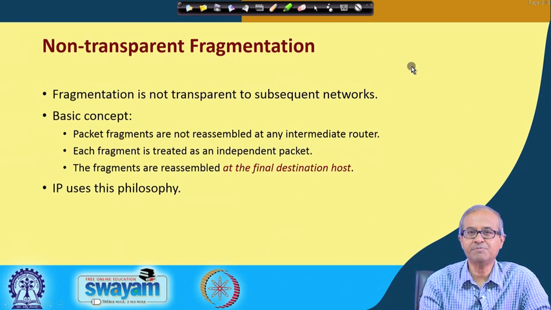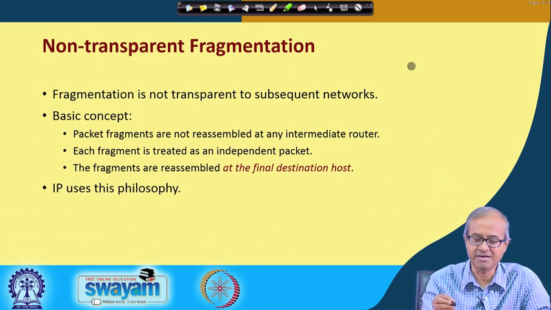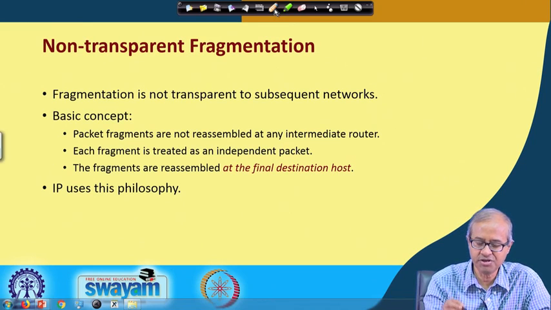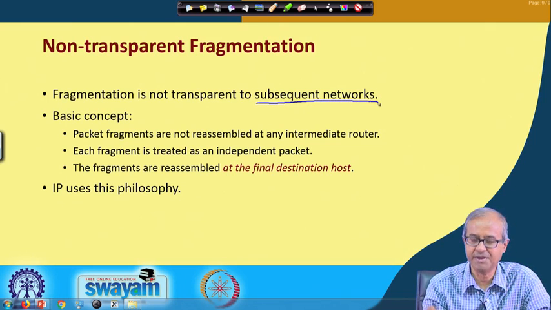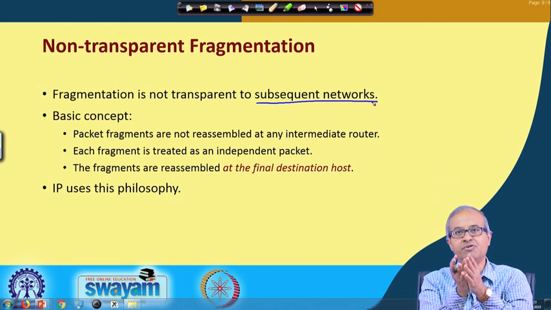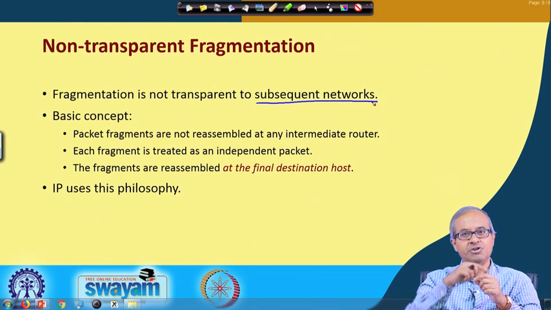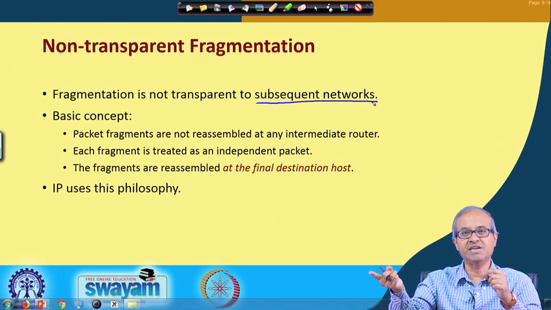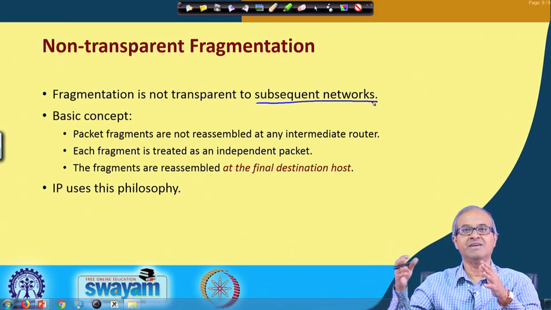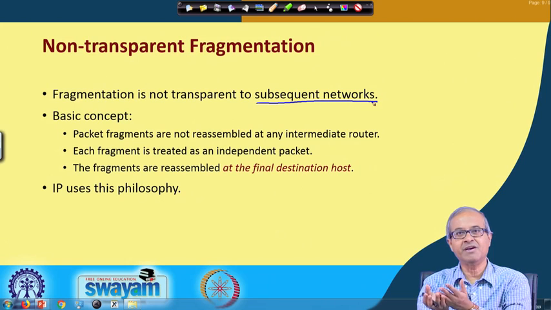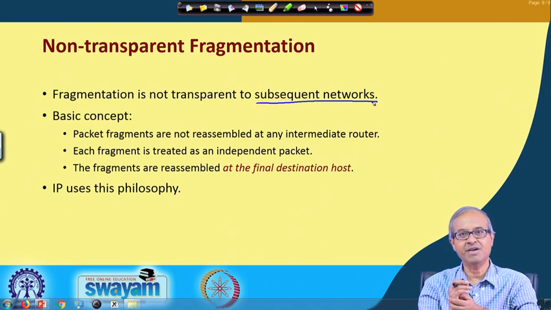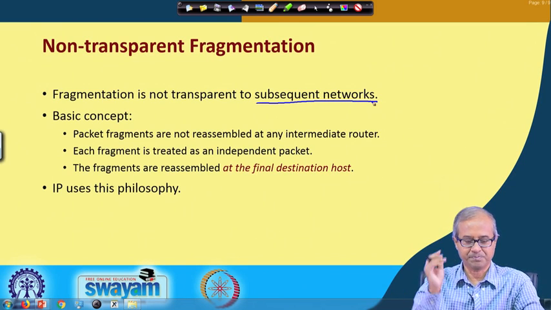Now, coming to non-transparent fragmentation, this is what the IP protocol follows. Here, the fragmentation is not transparent to the subsequent networks. The subsequent network will know that fragmentation has taken place. Suppose a router divides a packet into 4 fragments. All those 4 fragments will go to the next network as separate packets. So, the subsequent networks will be receiving all these 4 smaller packets as independent separate packets. Okay. So, there is no reassembly done in the intermediate stages.